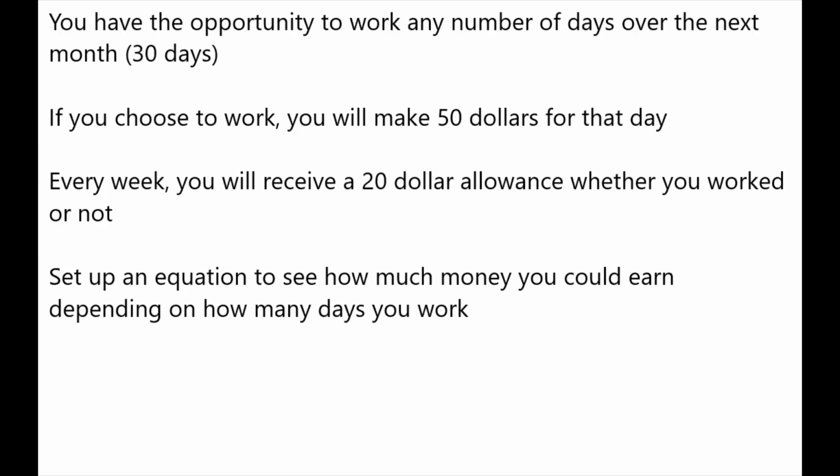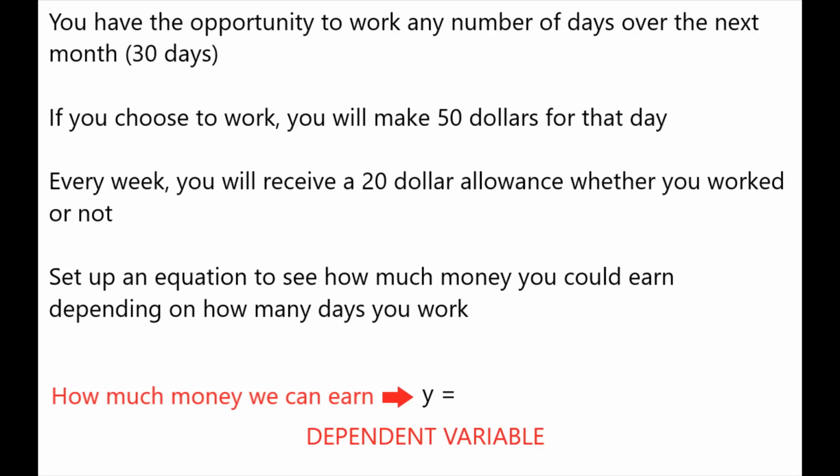So to start, we have to determine what will be our x and what will be our y. Well, we know that what we're trying to find is how much money we're going to make if we work or don't work over this next month. So that will probably be our y, since that's the thing that can change, right? If I only work 3 days versus 15 days or 20 days, the amount that I get paid is going to change. So y will be our dependent variable, which will change depending on what our x value is.